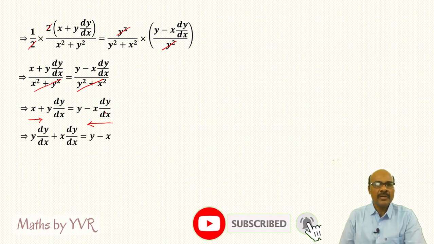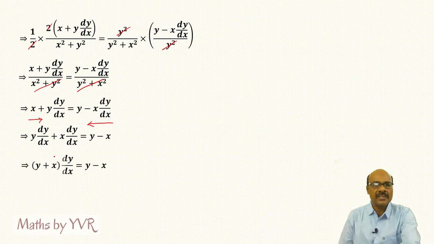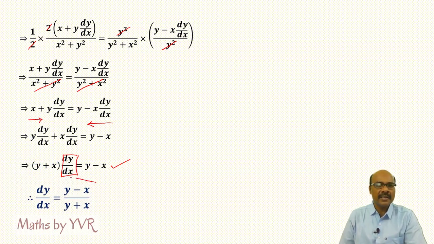See here: y into dy by dx plus x into dy by dx is equal to y minus x. Now from the left side, if we take dy by dx common, then y plus x into dy by dx is equal to y minus x. Now we need to find the derivative of the given function with respect to x, that means dy by dx. Therefore dy by dx is equal to y minus x by y plus x. So this is the final answer for the given question. I hope you understand.